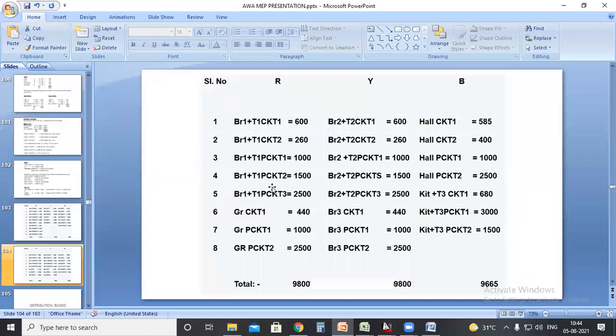So now when you check the load, you can see it is coming as 9,800 in the R phase, 9,800 in the Y phase, and B phase we haven't touched. So it is 9,665 itself. So this condition is known as the balanced condition. Okay, so this is the procedure to balance the distribution board.